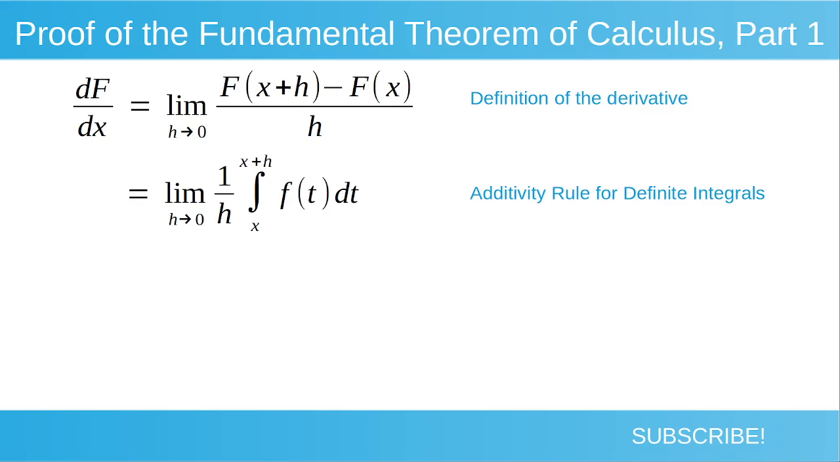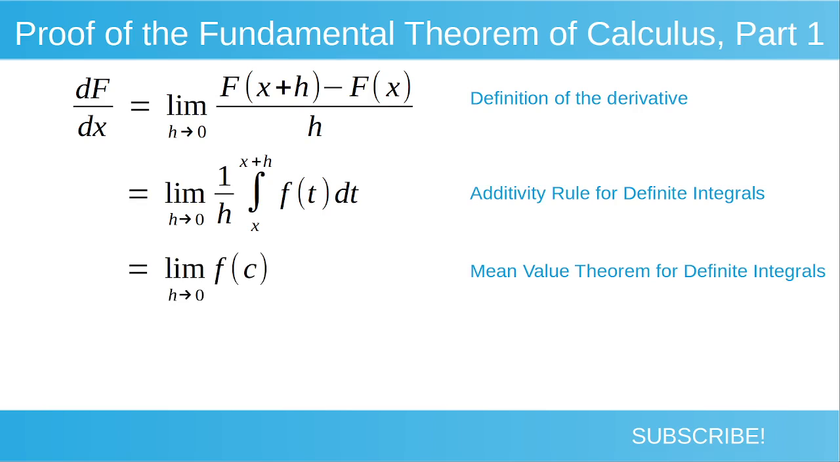We can do this by expressing the function capital F in terms of its defining integral, and by using the additivity rule for definite integrals. We can express this as being equal to the limit as h approaches 0 of f of c by using the mean value theorem for definite integrals.